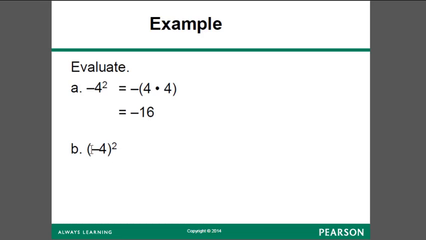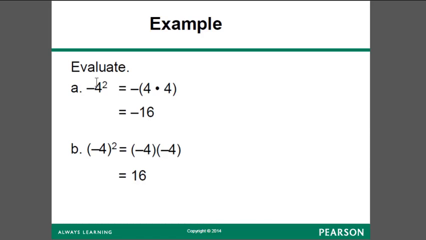Here, the entire negative 4 is inside the parentheses, and it is squared. This results in negative 4 times negative 4. Negative 4 times negative 4 will give me a positive 16. These two examples are extremely important for us to note. You'll want to put a star next to these in your notebook.